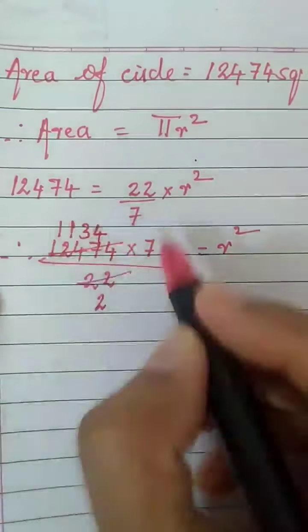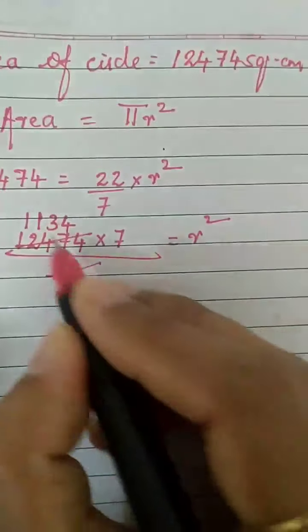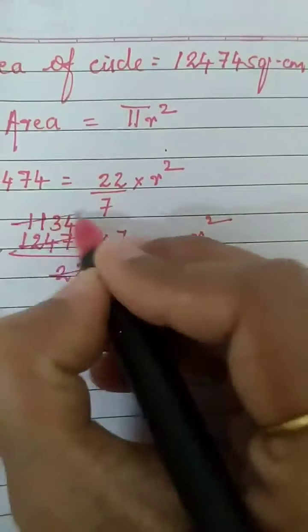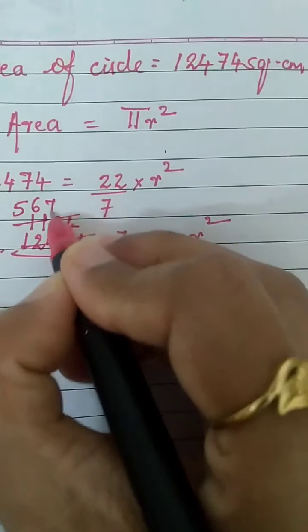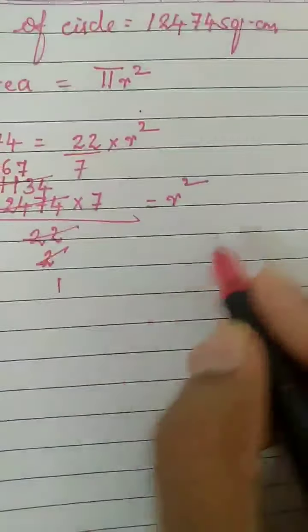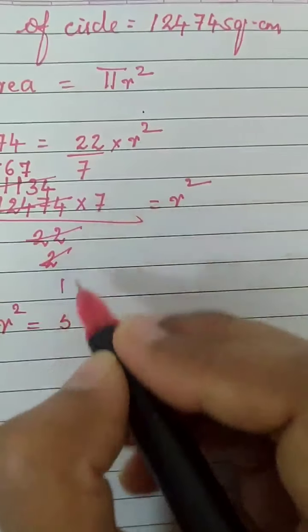If you can't divide in your mind, please do the working column. Use the working column. Now this goes in 2's table. 2 1's are 2, 2 5's are 10, 2 6's are 12 and 2 7's are 14. So therefore r square is equal to 567 into 7.